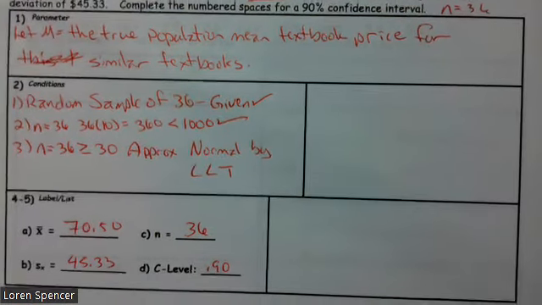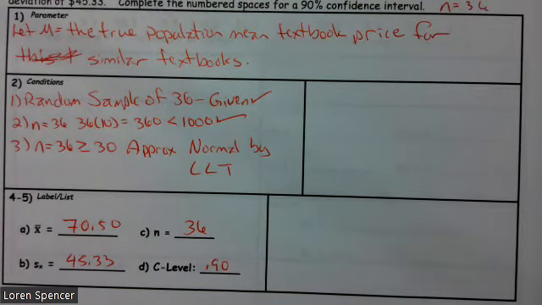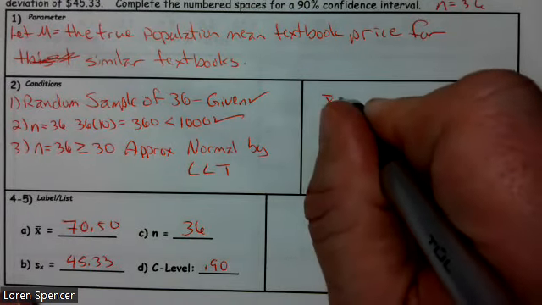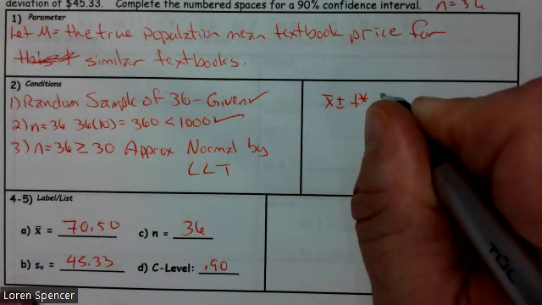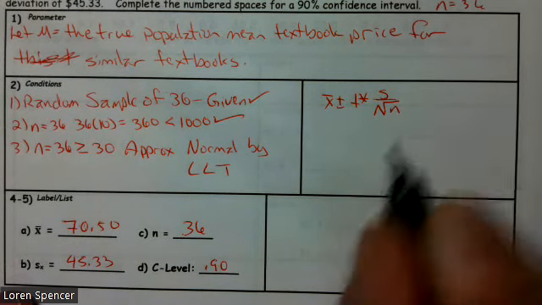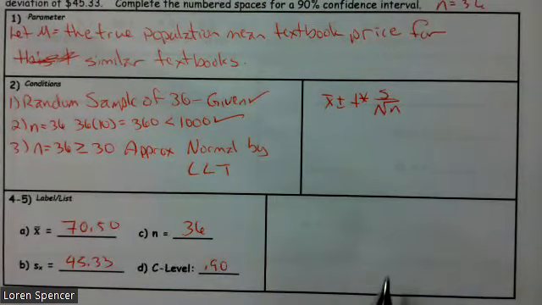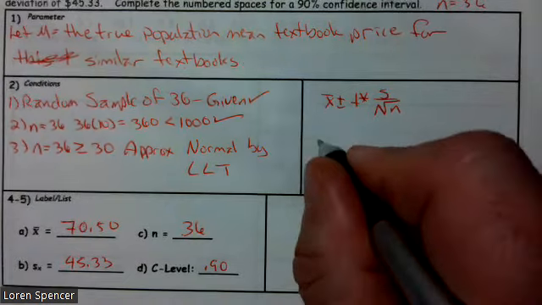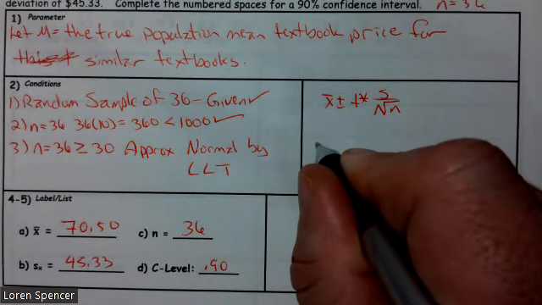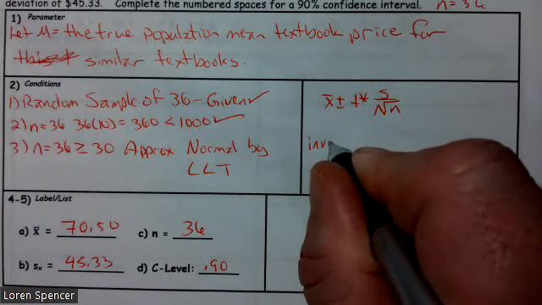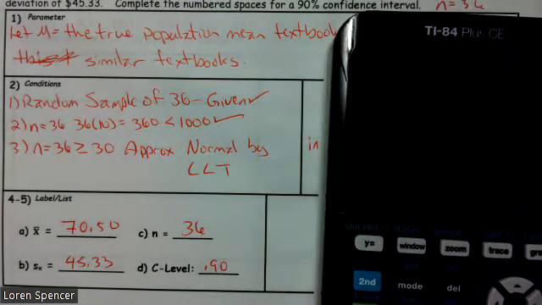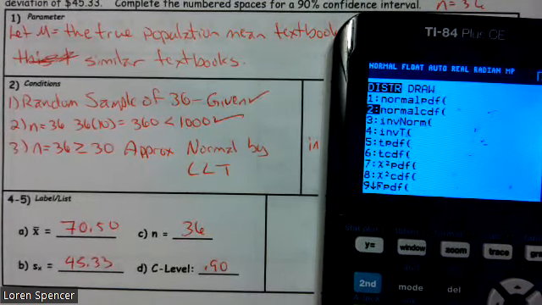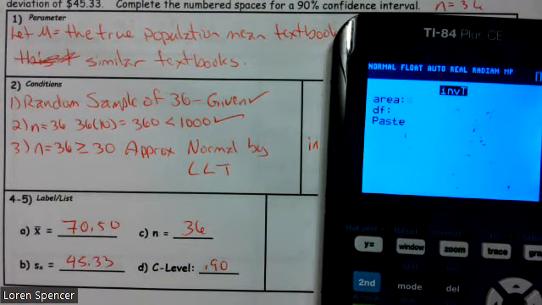All right. What it did not ask us to do was write the formula because this is a new formula, but I'm going to go ahead and do that, although I don't expect you to know. It'd be X bar plus or minus T star S divided by the square root of N. And I'm just letting you know that calculating T star is going to be a bit different this time. We're going to have to go second vars, inverse T, area.